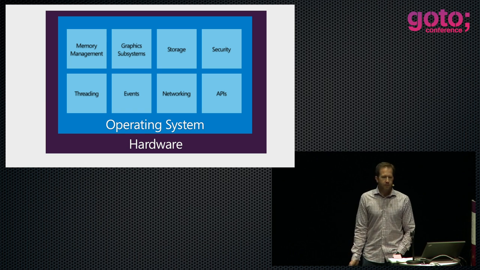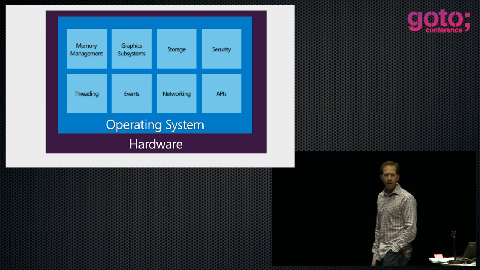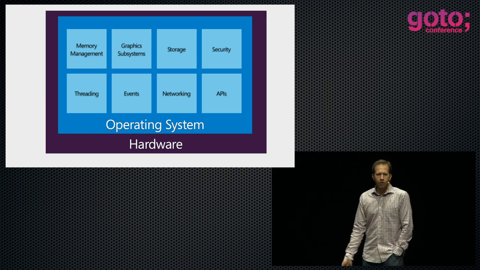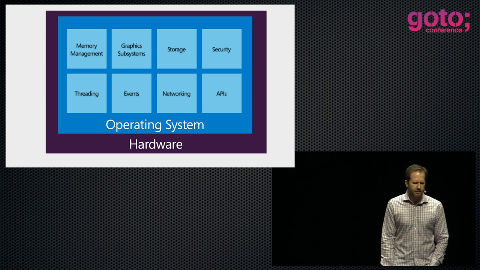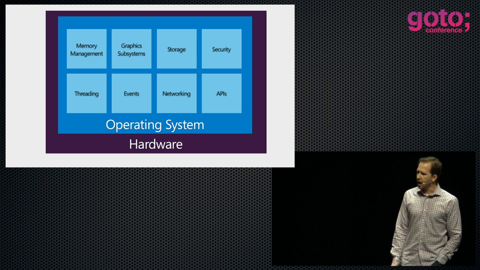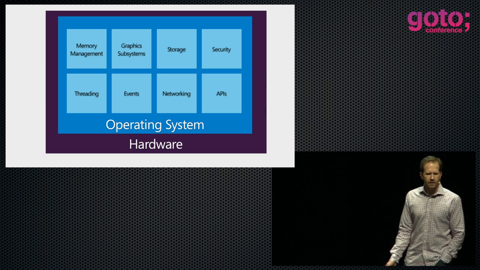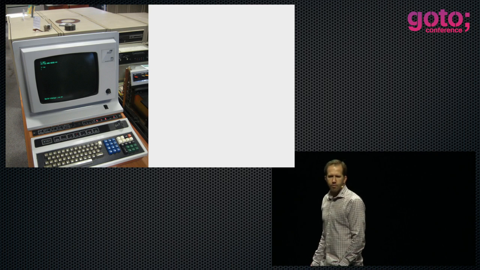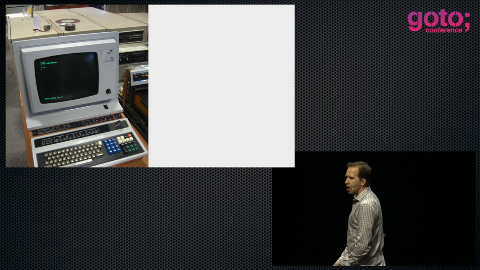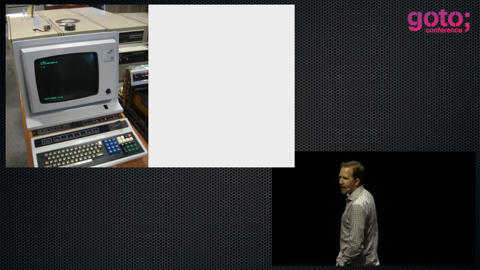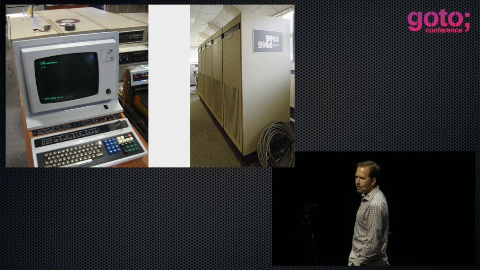So remember our view of what an operating system is. Operating systems handle memory management. Operating systems have often a graphics subsystem of some kind. They have networking and eventing and things like that. Well, once upon a time, you would have a machine that looked like this, that was kind of powerful for the time, but really not very powerful, and it always needed a friend in a back room somewhere to do the real work.